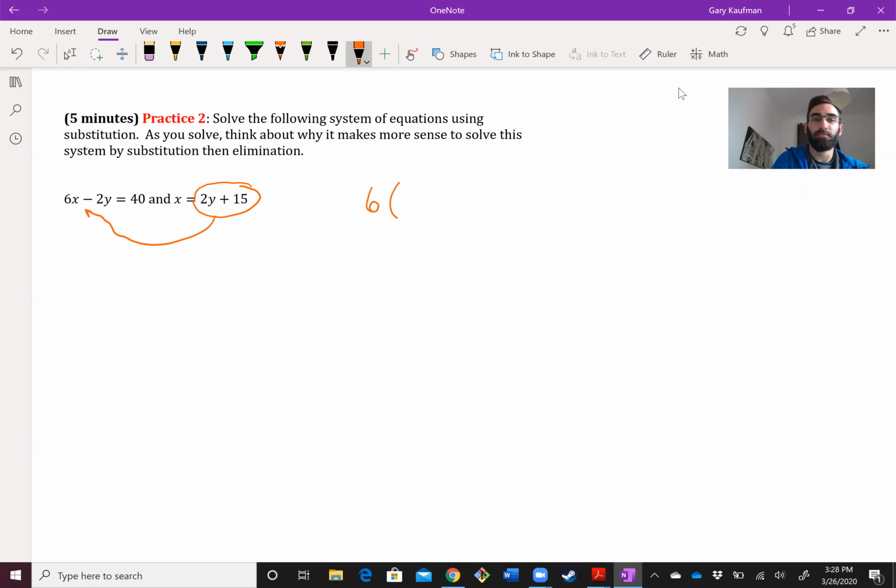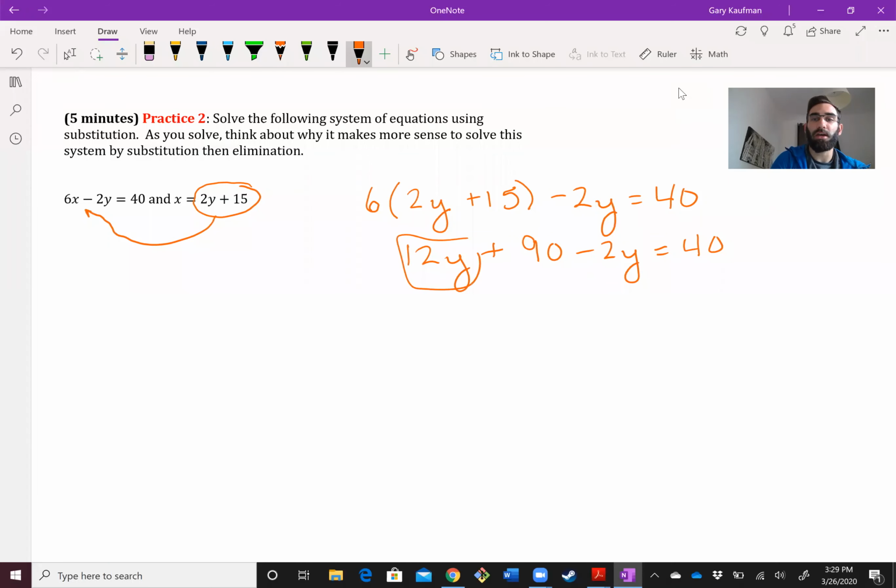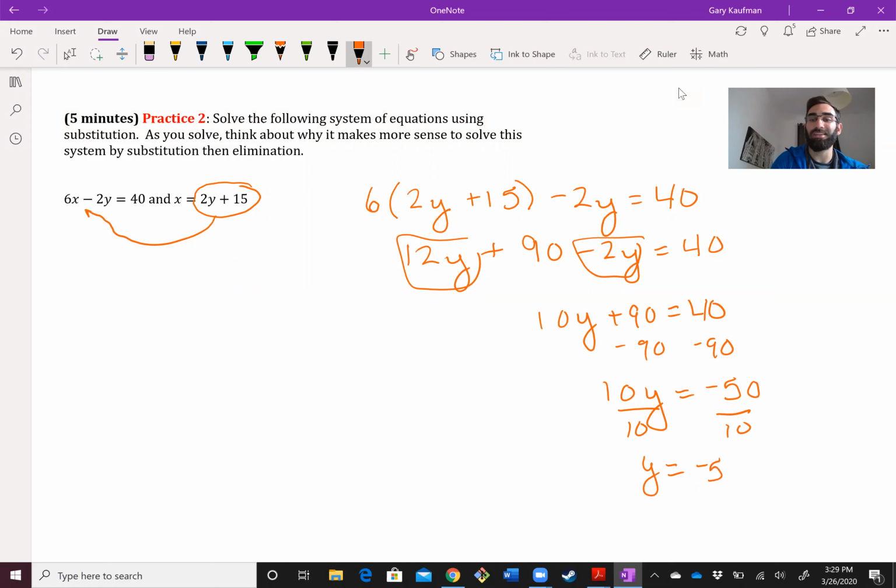So 6 multiplied by 2y plus 15, minus 2y, equals 40. 12y plus a 90 minus 2y equals 40. These combine and we get a 10y plus 90 equals 40. Subtract 90, I get 10y equals negative 50. Divide by 10 and I arrive at y equals negative 5.